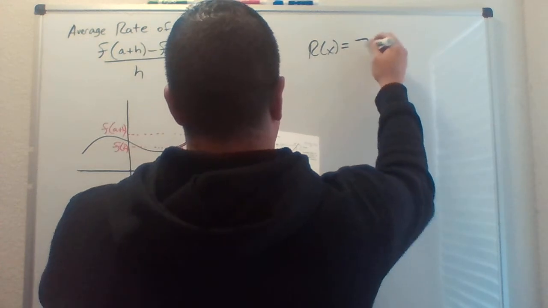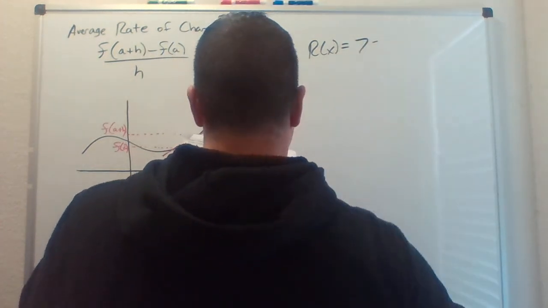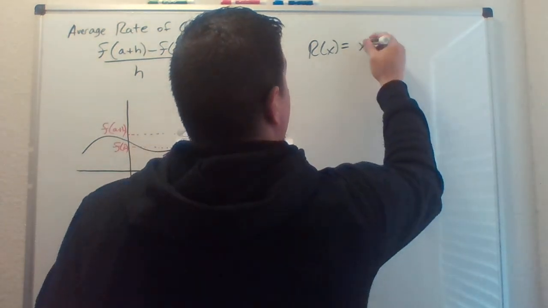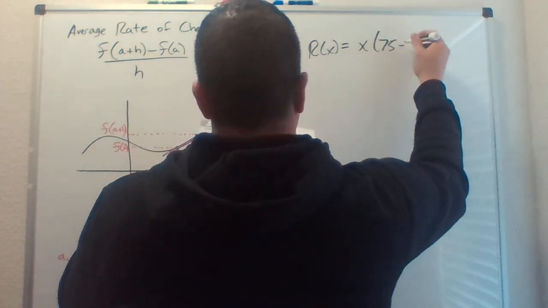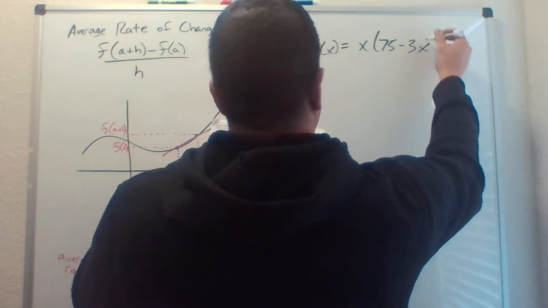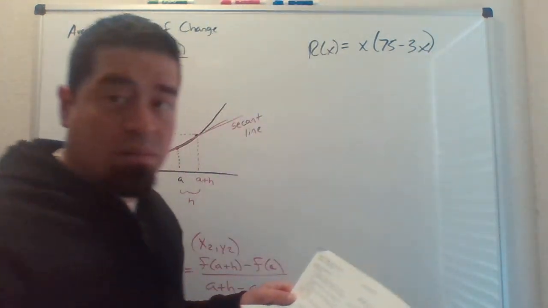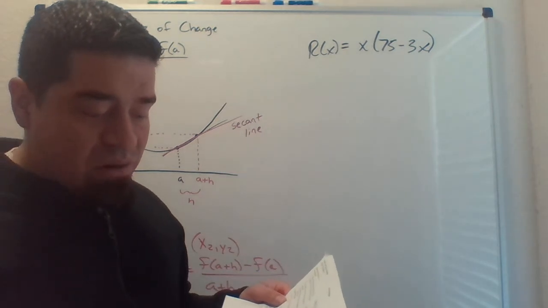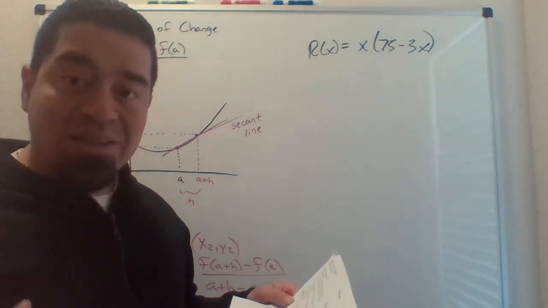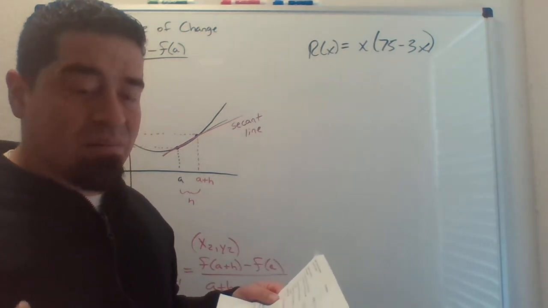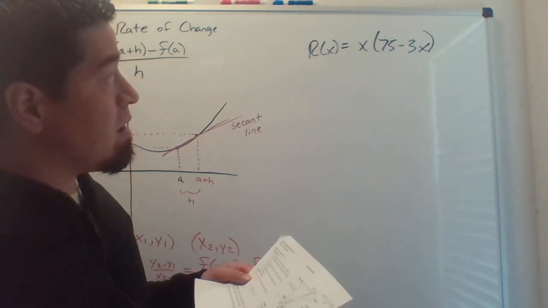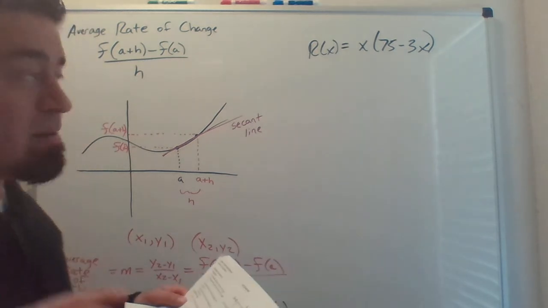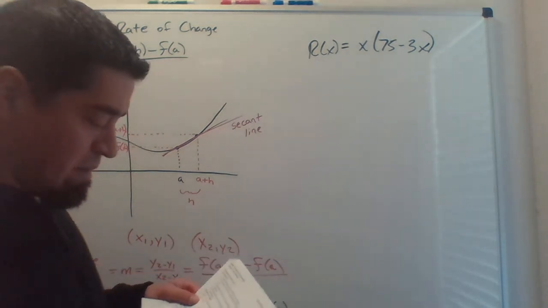So that's x times 75 minus 3x. And it's asking, what is the change in revenue if production changes from 9 to 12? Think, what would you do? I want it to go from 9 to 12. Take a second, think about it, pause the video, come back to it.